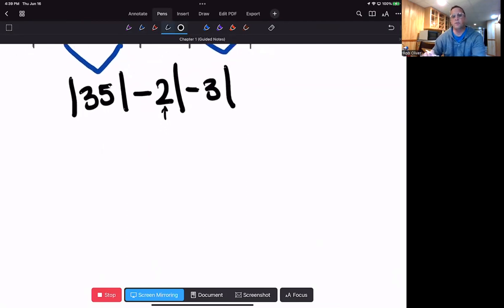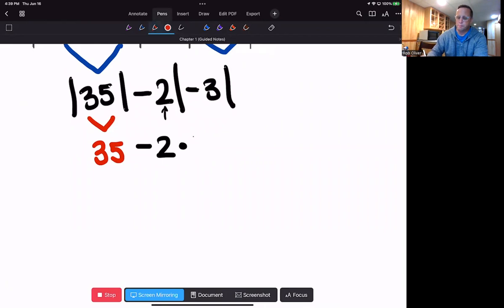All right, so let's take care of those absolute values first. So the absolute value of 35 is 35. Remember, absolute value is always positive. All right, -2. And then I'm going to write down a times symbol here because I just want to remind myself that we need to multiply. And the absolute value of -3 is 3, because that's how far away -3 is from 0. It is 3 units away.